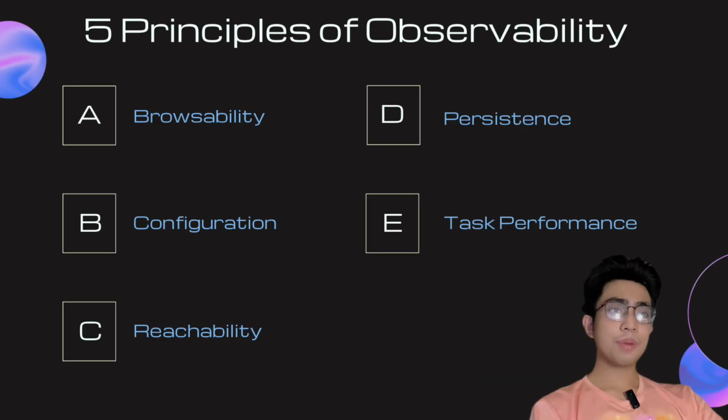We have also 5 principles of observability. A. Reusability. B. Configuration. C. Reachability. D. Persistence. And E. Task performance.